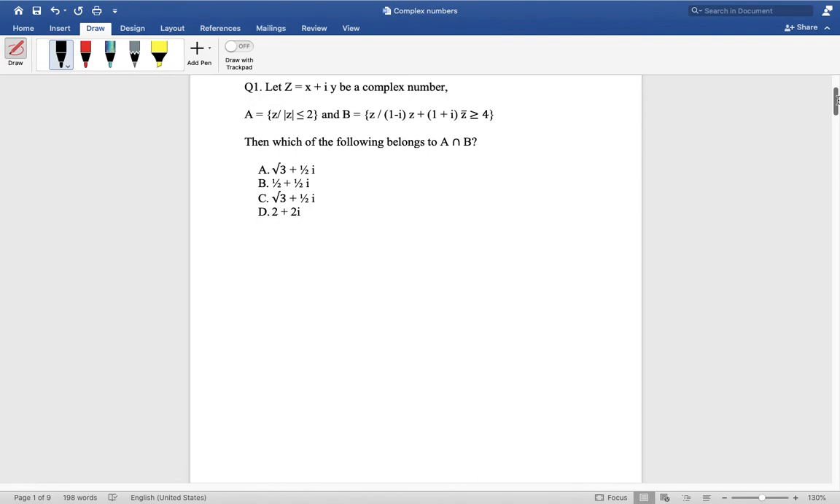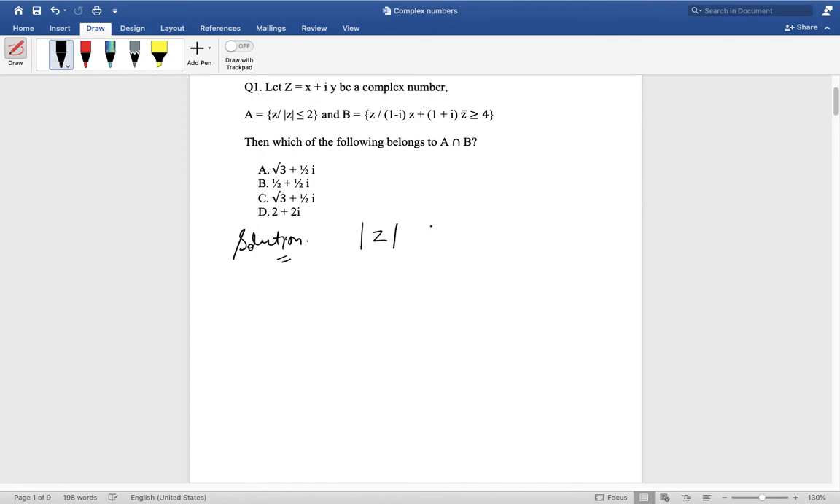So A intersection B is nothing but the complex numbers which fall in both A and B. So let us first try to find out the set A. Okay, so I have changed my approach. This time I'm going to solve in front of everyone.